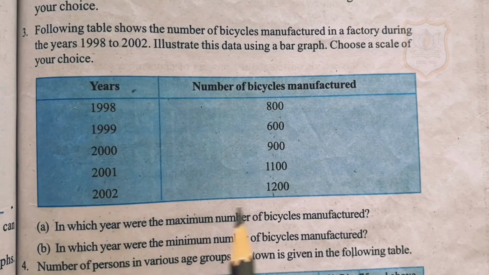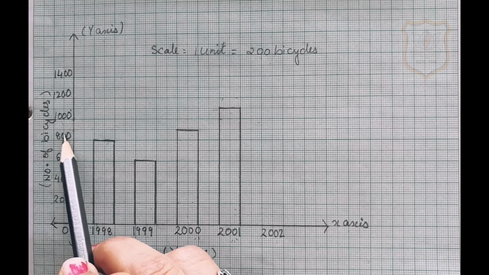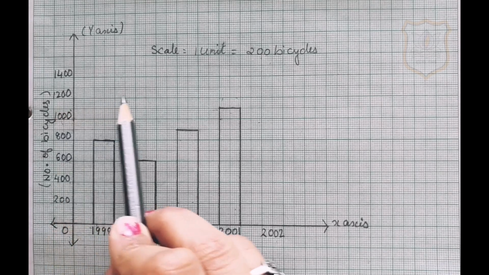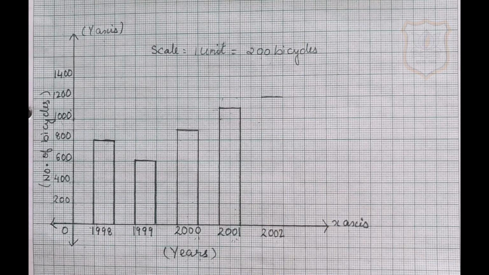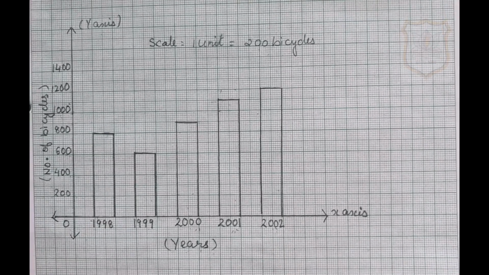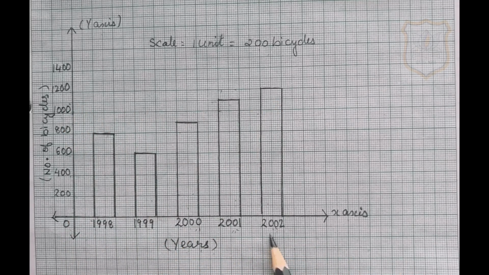In the year 2002, 1200 bicycles were manufactured. Now in the year 2002, 1200 bicycles were manufactured. Here this is 200, 400, 600, 800, 1000, and this much is 1200. So this much height will represent 1200 bicycles manufactured in 2002. In this way we will draw a vertical bar which will represent that 1200 bicycles were manufactured in the year 2002. Students, in this way you have to draw a bar graph.